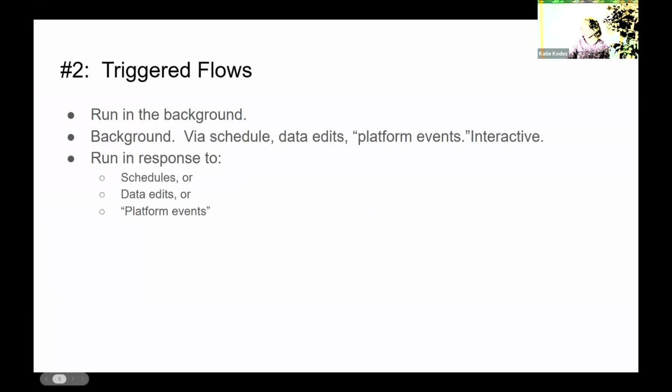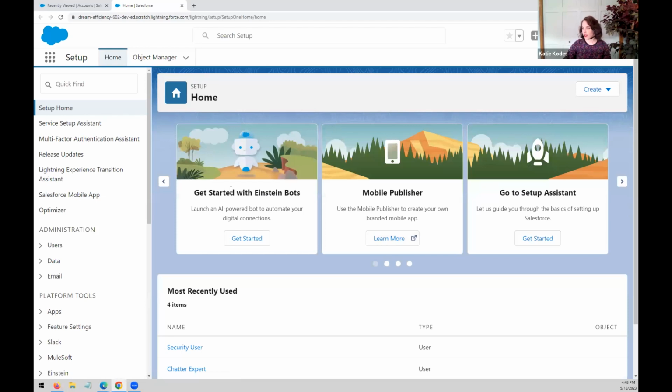All right, so that was screen flows. And a second type of flow is called a triggered flow. And these flows do things in the background without humans explicitly watching them run, in response to one of 3 things: a schedule, like every morning at midnight; data edits, like someone creating, editing, or deleting a contract record; or a slightly advanced concept called a platform event. And again, I built a record triggered flow that runs in response to data edits. So let's just take a look at that one now.